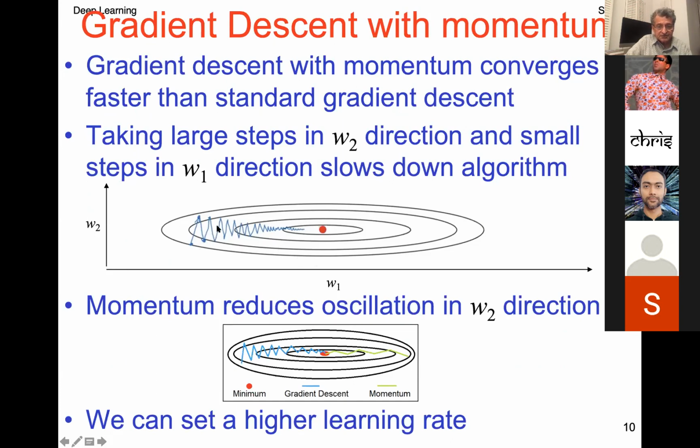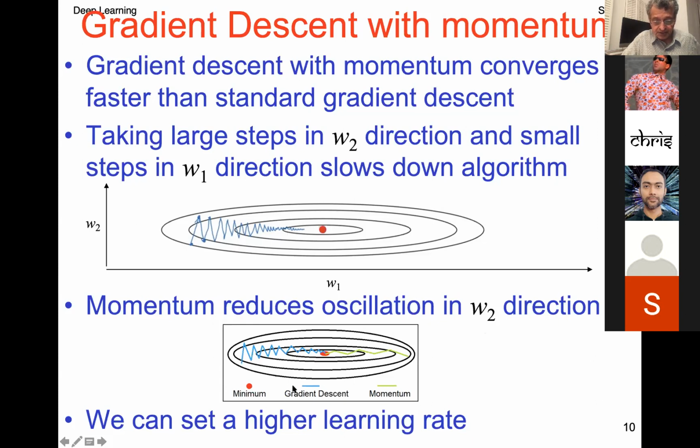This is a two-dimensional case, W1, W2. And these are the contours of constant density in this two-dimensional space, which means there's a bowl sitting on this two-dimensional plane. What this means is we are sitting on top, not right here on the plane. That's just the projection here. And we are trying to get to this minimum on this bowl. And instead of going directly, it is making all these side trips like that. So momentum reduces oscillation in the W2 direction and tries to go towards it directly.